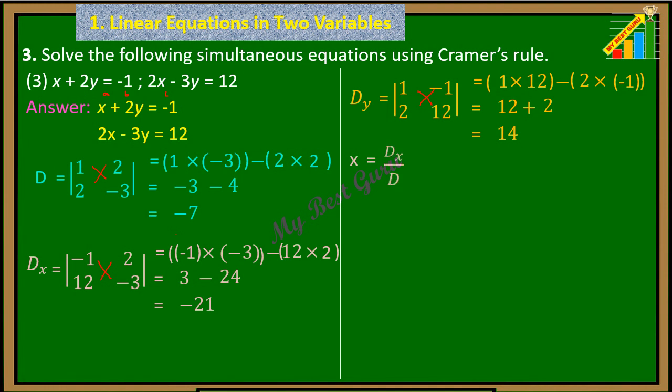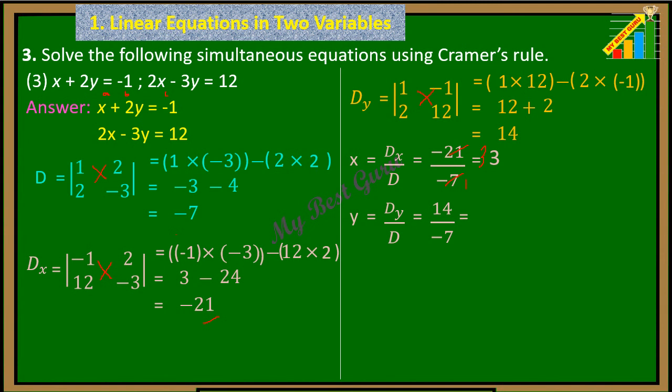As x, we have the formula for x is dx upon d. So we have the value of dx is minus 21. So you write here minus 21 and d is minus 7. So it is minus 7. So 7 1s are 7. 7 3s are 21. You get the value of x as 3. So minus minus it will be plus, and the value of x is 3.